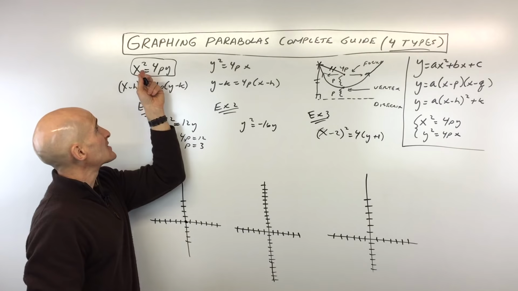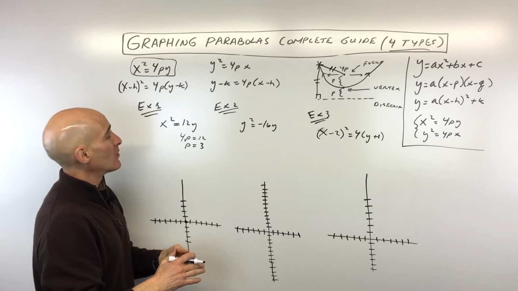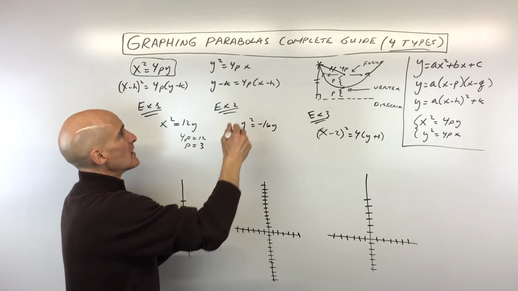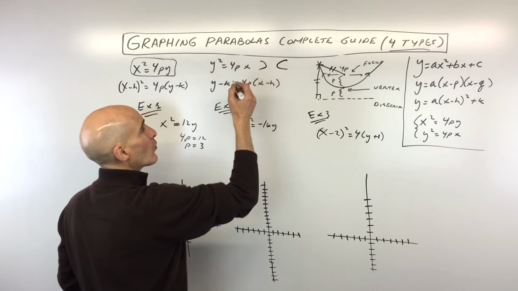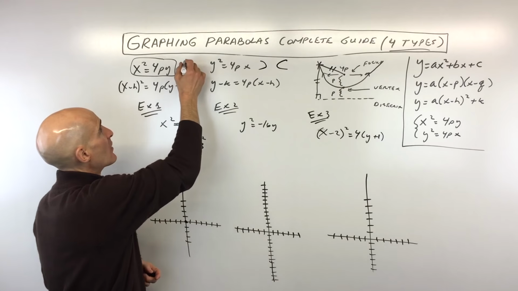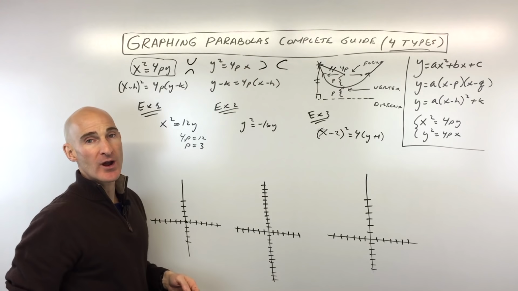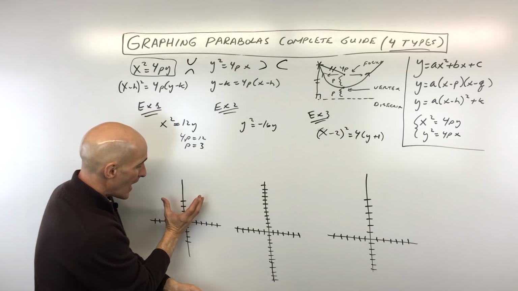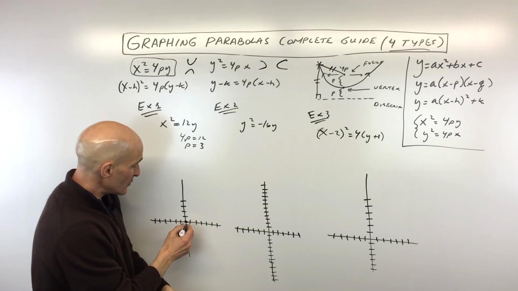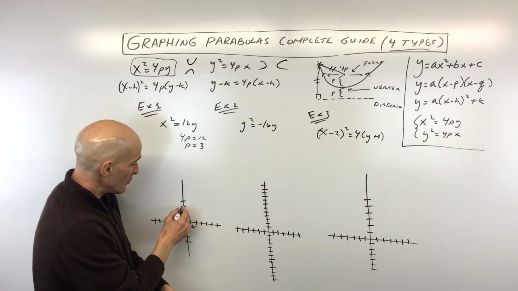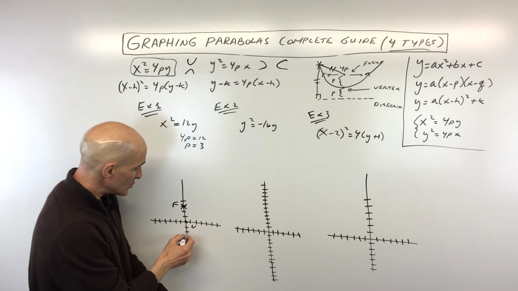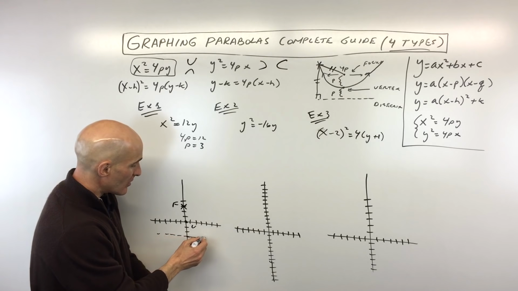Now, because it's an x squared variety, x squared ones are going to open up or down. If it's a y squared, it's going to open to the right or the left. So remember: x squared, up or down; y squared, left or right. In this case, because p is positive, it's going to open up like this. So I'm going to go from the vertex up 3, 1, 2, 3. That's going to be our focus. And if I go down 3, 1, 2, 3, that's going to be our directrix.